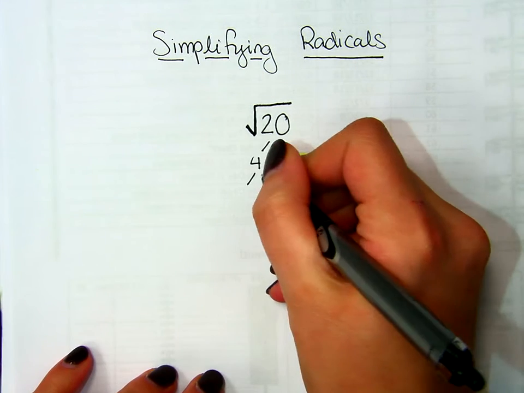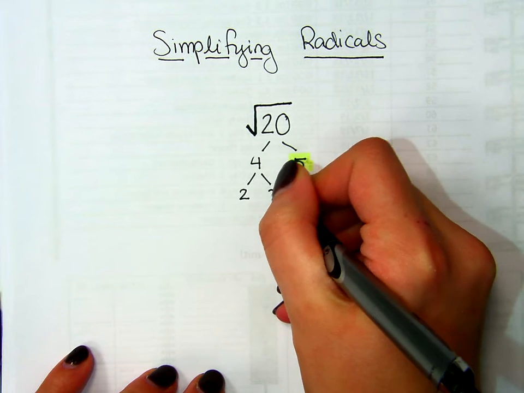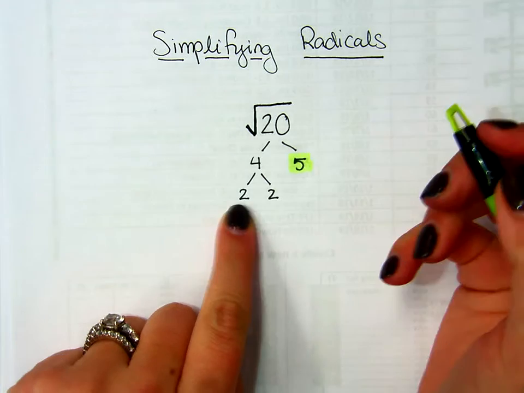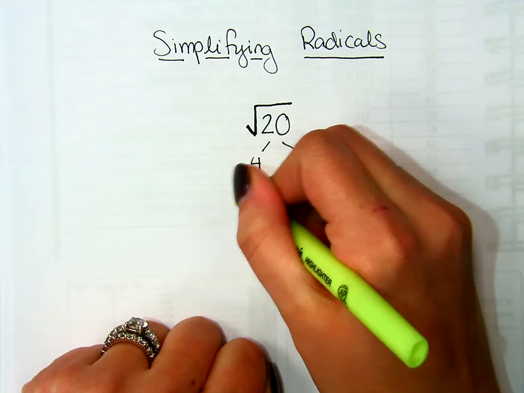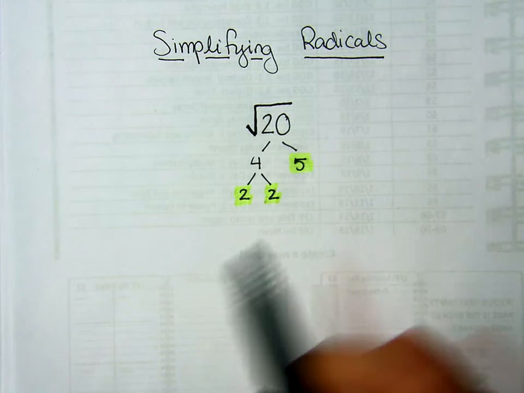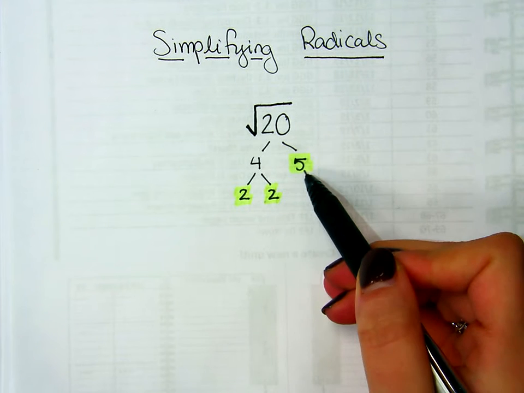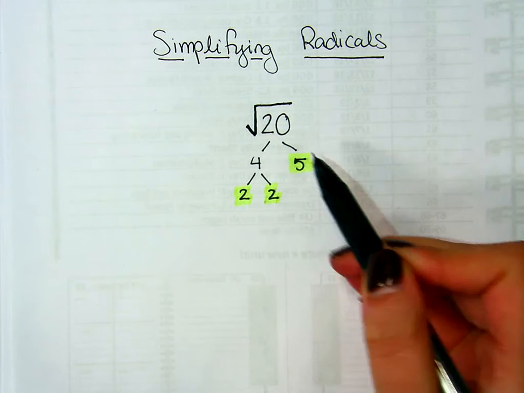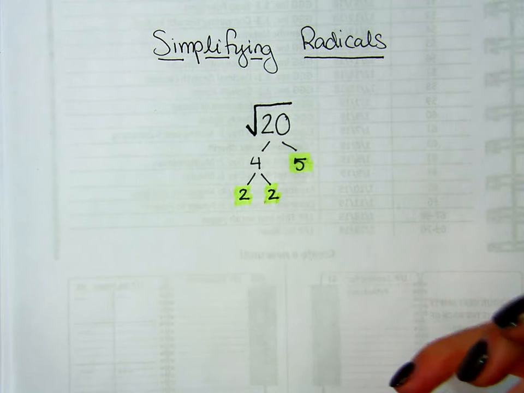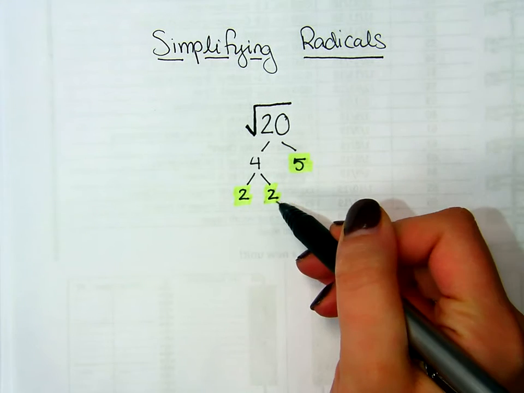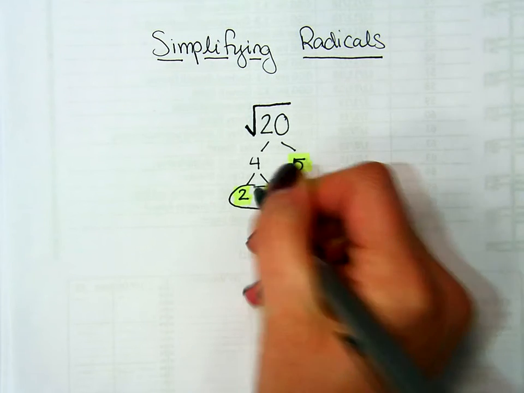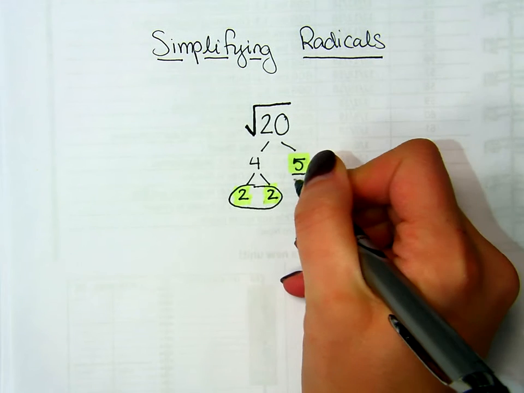4, we said we can break up into 2 times 2. And that's as far as I can go with those numbers. I can't split up 2 any further, so I'm going to highlight both of those. And these are the prime factors of 20, meaning 2 times 2 is 4, times 5 is 20. This is equivalent. So what I can do is look for pairs of prime factors, meaning any set that are identical. So I have here a pair of 2's, and I have a leftover 5.